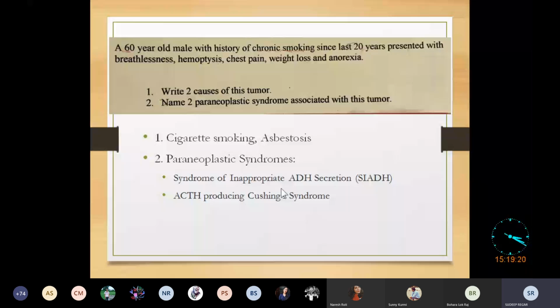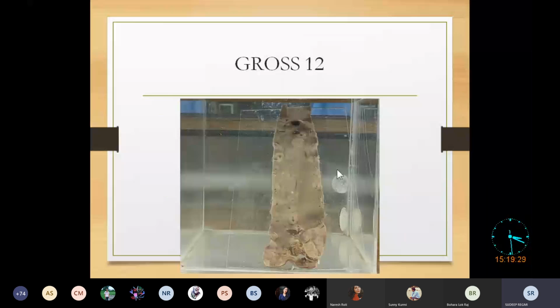Let's go to another one. So this is gross number 12. Can anyone describe this gross specimen? Atheromatous plaques. Okay, this is atheroma or atheromatous plaque of the aorta.